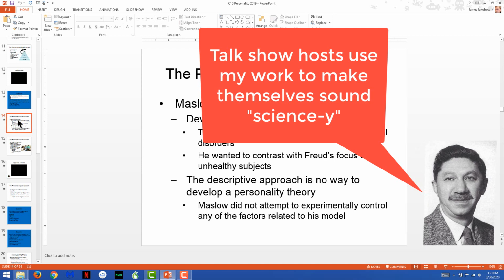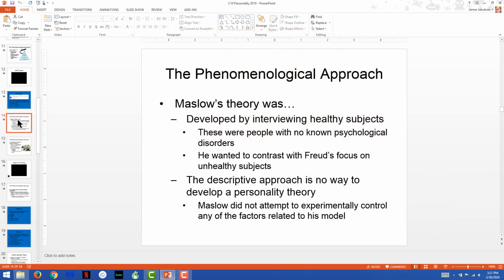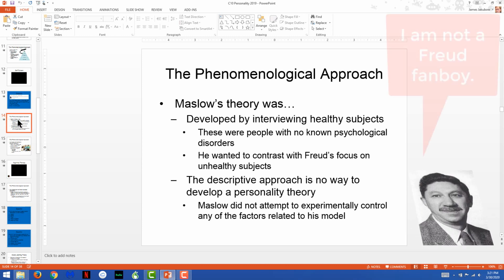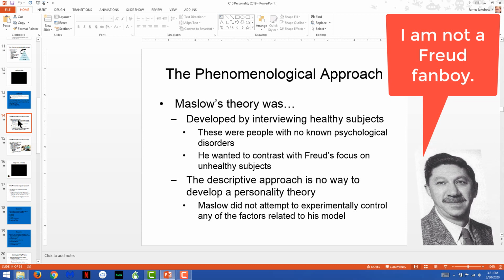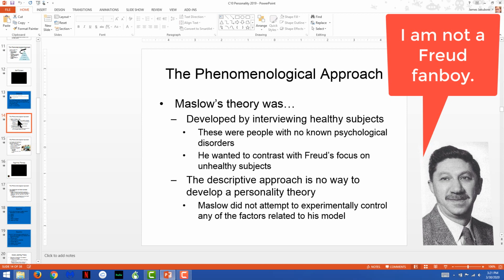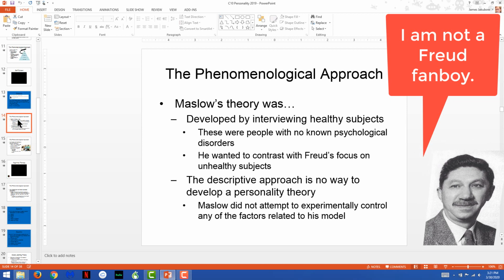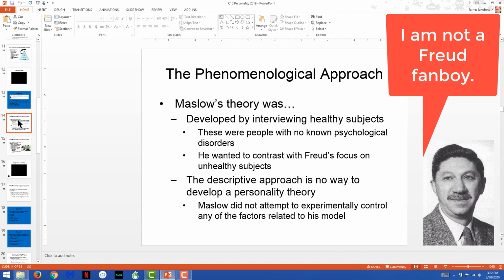So how was the phenomenological approach created? Well, Maslow interviewed healthy subjects, that is, people that did not clearly have any component of mental illness, not known to have any particular psychological disorder, and he used this approach specifically because he wanted to contrast it against Freud's work, where Freud created a developmental model of personality based on a small number of unhealthy subjects. Now, Maslow's survey, even though it has 500 people included in it, is nothing more than the descriptive approach.